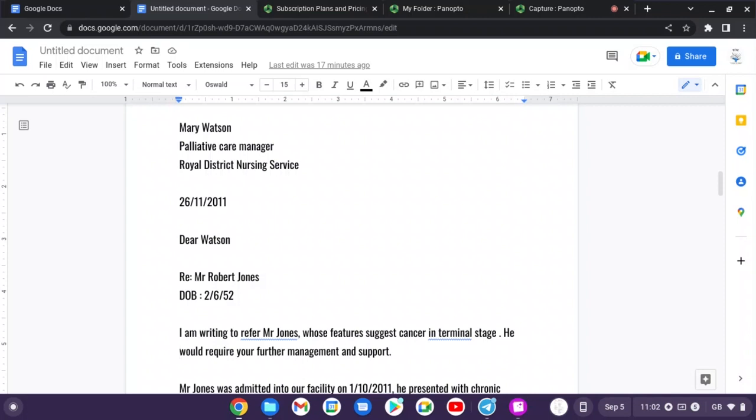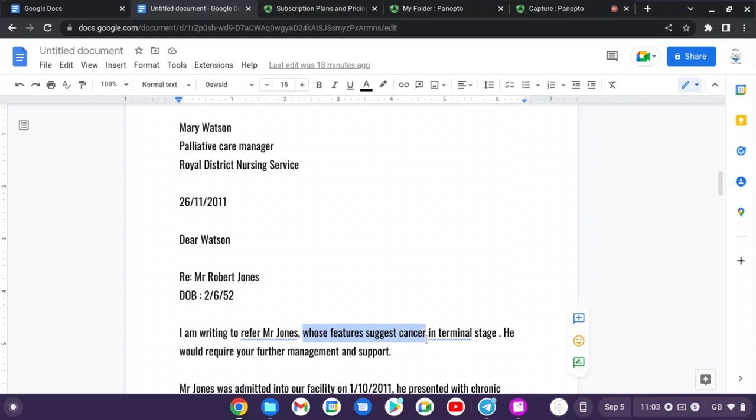The date is absolutely fine, and Dear Watson, that's all fine. So, I'm writing to refer Mr. Jones, whose features suggest cancer in terminal stage. When you read this, you should think about the evaluation criteria as well while you are reading your letter at the end of the letter writing. So I'm writing to refer Mr. Jones, whose features suggest cancer. There are some mistakes in this one.